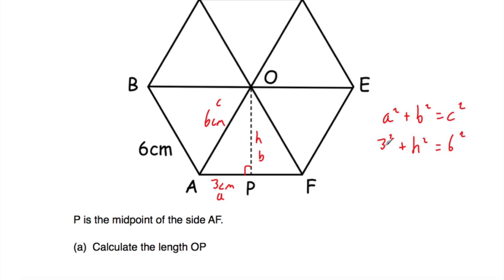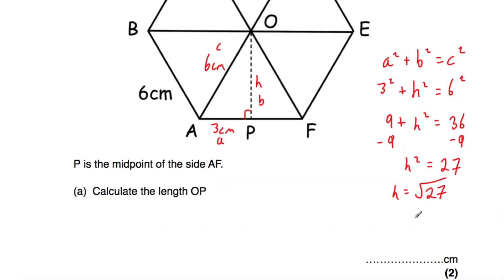Now let's work this out. 3 squared, well, 3 times 3 is 9, plus H squared equals 6 squared, and 6 times 6 is 36. So we've got 9 plus H squared equals 36. Now we want to solve this, so let's take away 9 from both sides of this equation. On the left hand side, we're left with H squared, and on the right hand side, we had 36, taking away 9, so that's 27. So H squared, this side squared, is 27. Now to find H, we square root, so H is equal to the square root of 27.